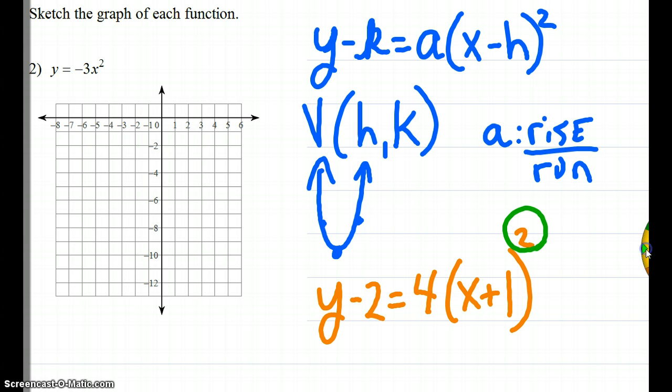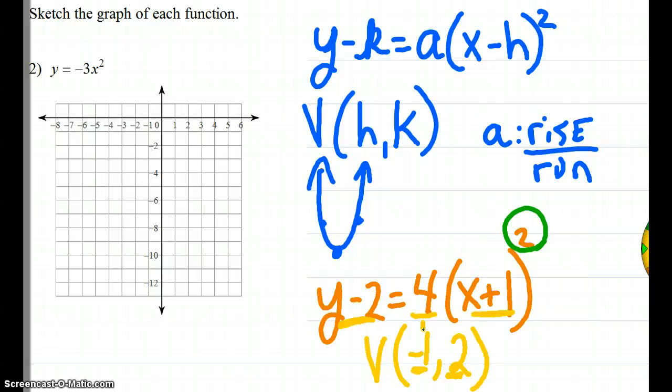To identify the vertex, remember the x goes with the x. If it's positive, it's negative. The y coordinate goes with the y, and if it's negative, it'll be positive. So you should see a vertex at negative 1, 2. This is going to go up 4 and over 1, so it's going to be a pretty skinny parabola. And we'll do a couple examples with exact values so you can see what I'm talking about.